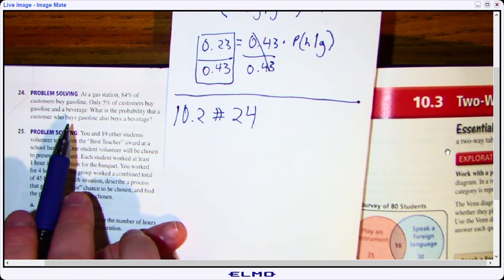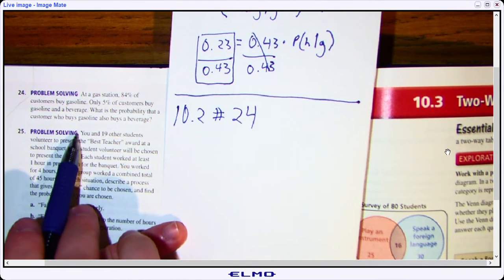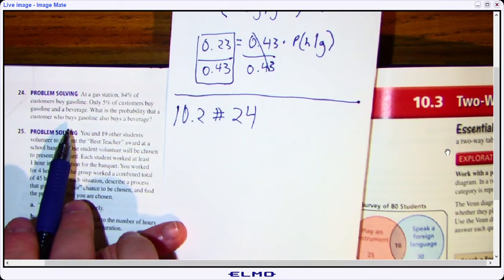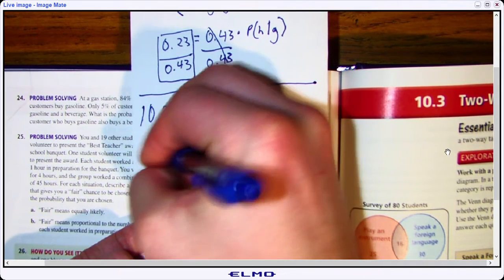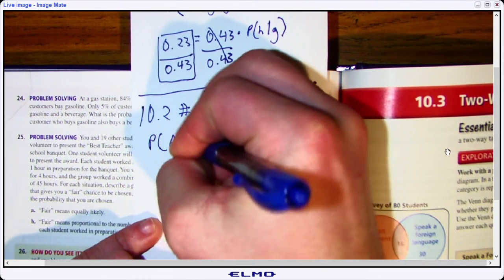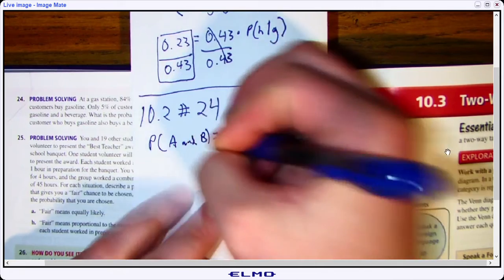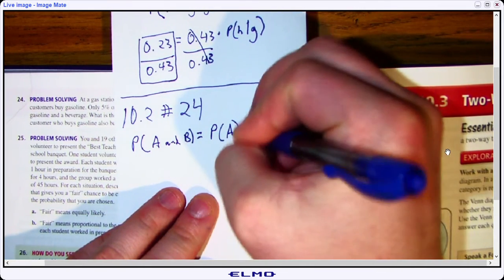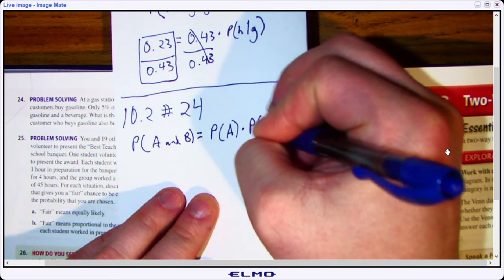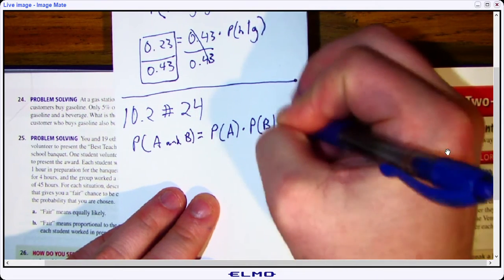Because there's that condition imposed, right off the bat, I know we're talking about dependent probabilities. So I need to know this formula. I saw that "and" cue me into the probability of A and B is going to be equal to the probability of A multiplied by the probability of B, the second event, given that A has occurred.